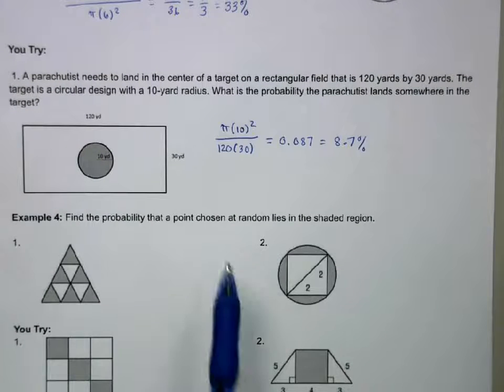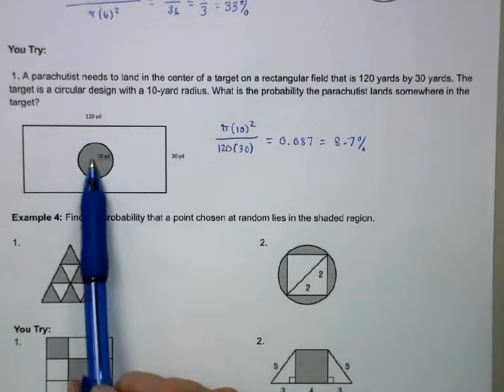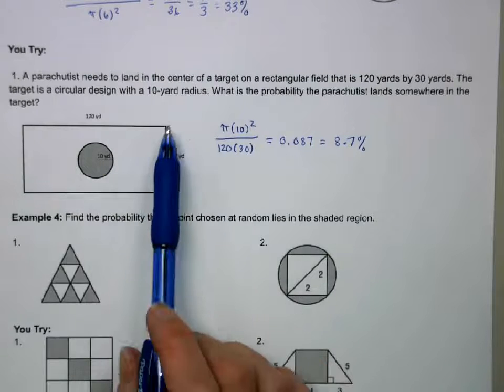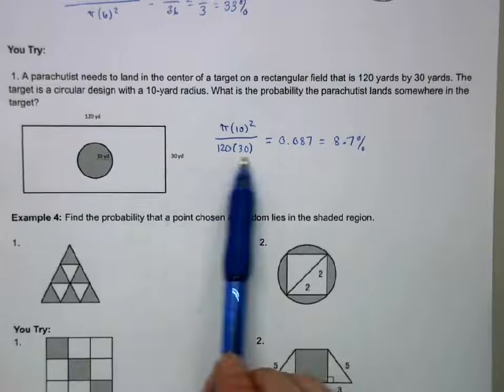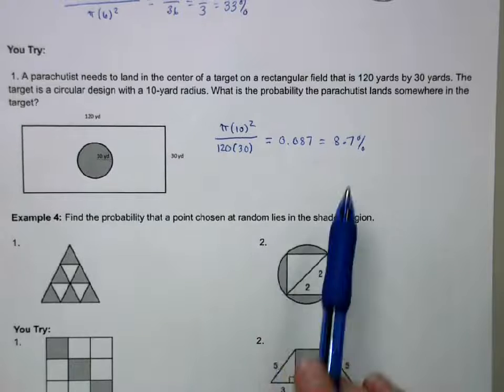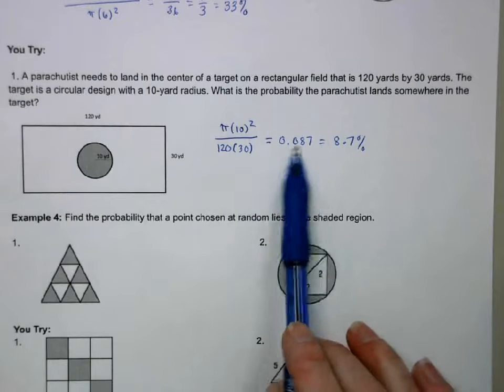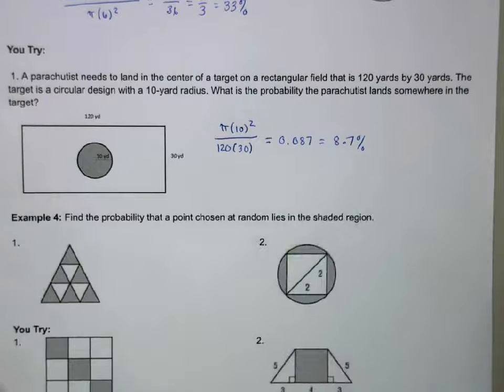So the desired area is the circle. Area of that circle is pi times 10 squared. The entire area is the rectangle, which is 120 times 30. Dump all that in the calculator, you get this decimal, which is equal to 8.7%.